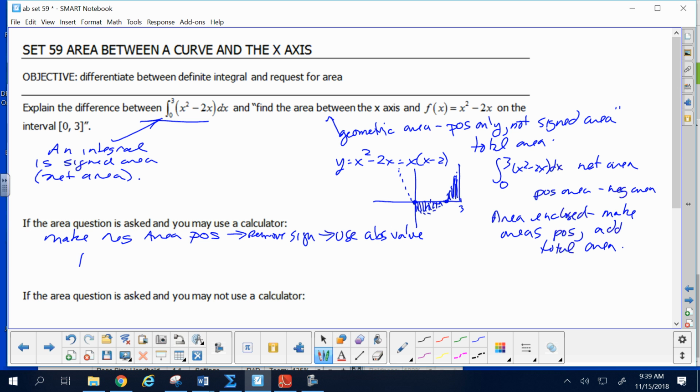So I could get the total area by taking the integral from 0 to 3 of the absolute value of x squared minus 2x. Now, what the calculator is going to do is say, oh, you want me to find this area. It's going to take those negative y values, make them positive, and then calculate the area, and I'm going to get a total area rather than net because it's all positive y's, yeah?